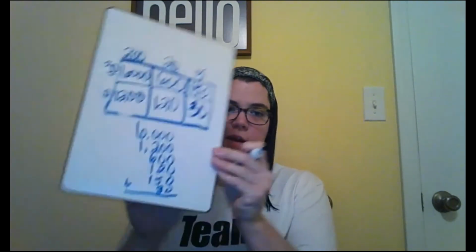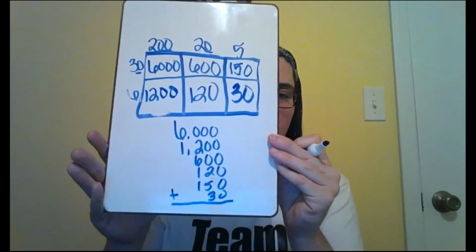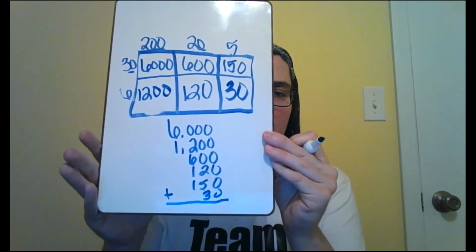Whoops. Messed up my 30 there. And our 30. So I'm taking all the numbers from our box. Remember, you take all the numbers from your box. I just lined them all up. I started with the biggest ones and went down to the smallest ones. And I'm going to add them all up.